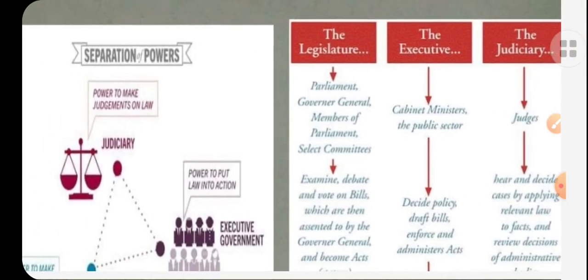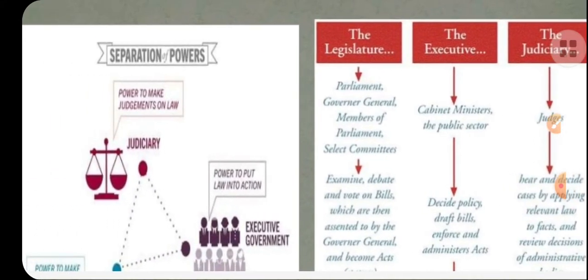The work of the legislature is what? That is the parliament, the members of parliament and select committees, who examine, debate, and vote on bills which are then assented to by the governor general and become acts. Means we are talking about both the state and the center here. So after the assent of the governor, and the president, it becomes law.